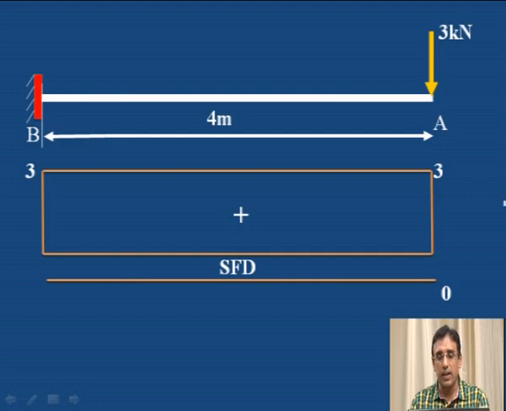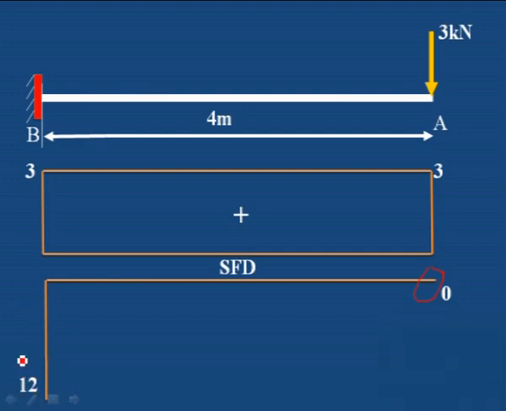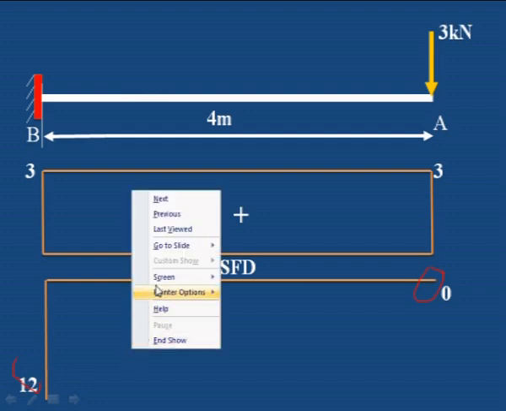Next, for drawing the bending moment diagram, first draw the horizontal line and at A it is 0. This is the point for A, and then we have the B point bending moment. This bending moment is calculated as 12 kilonewton meter. Okay, we have to mark the 12 kilonewton meter point here.